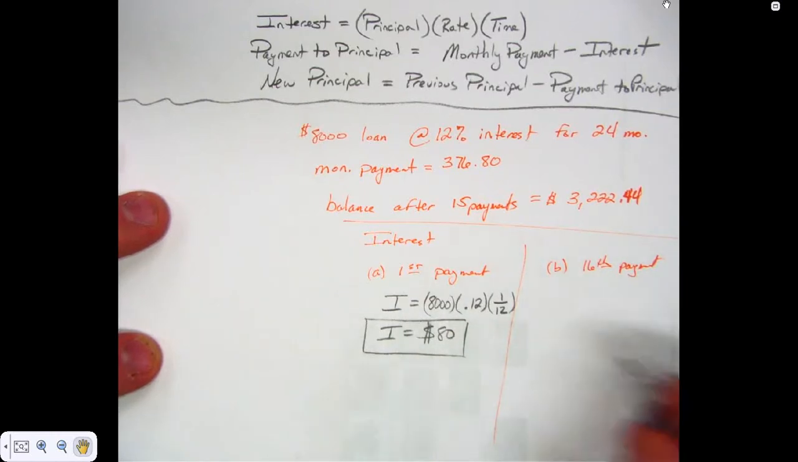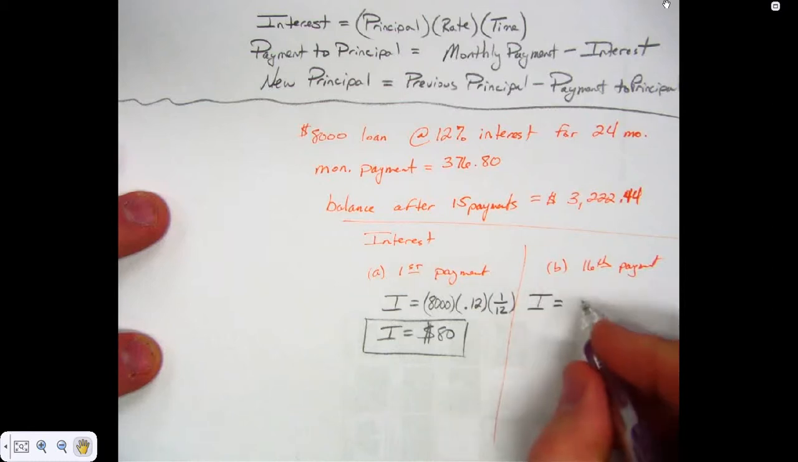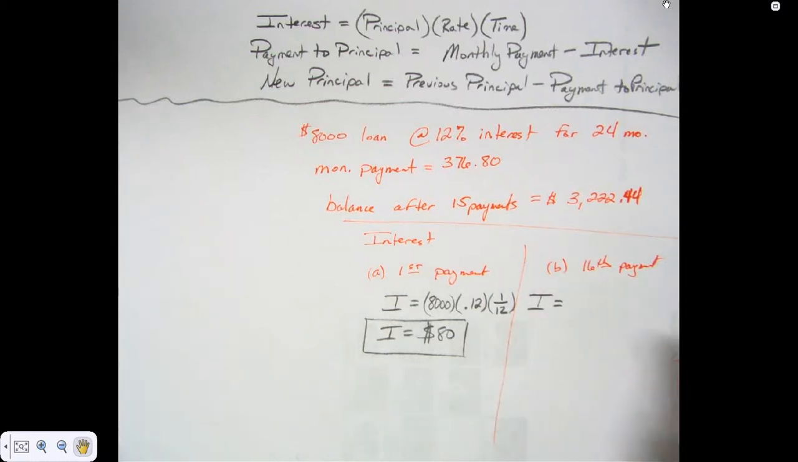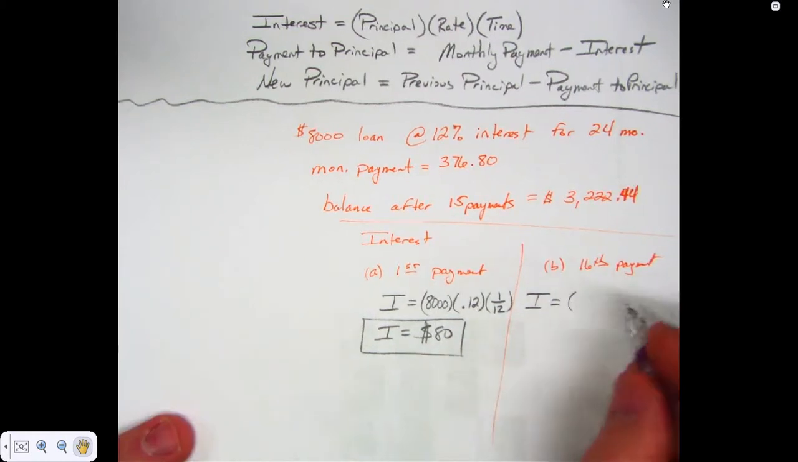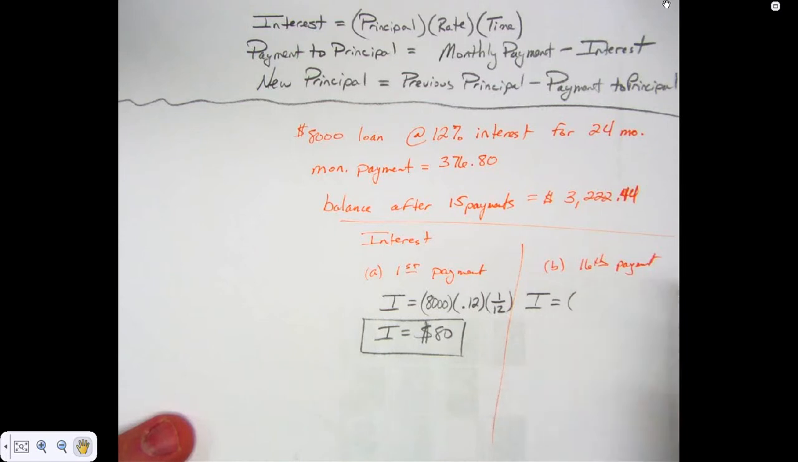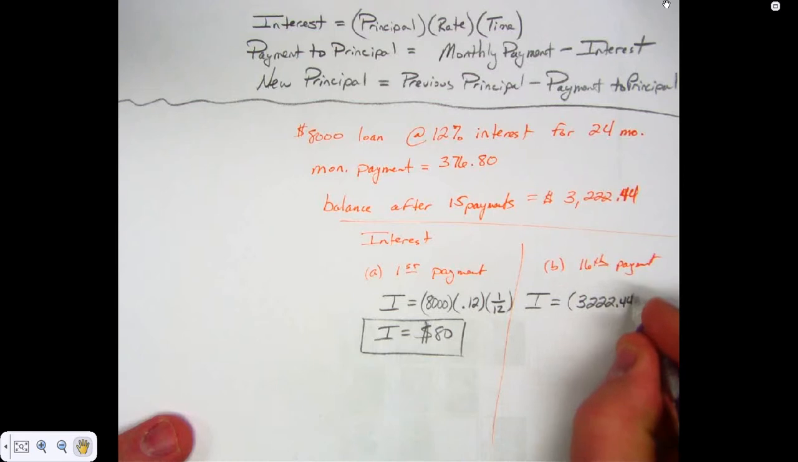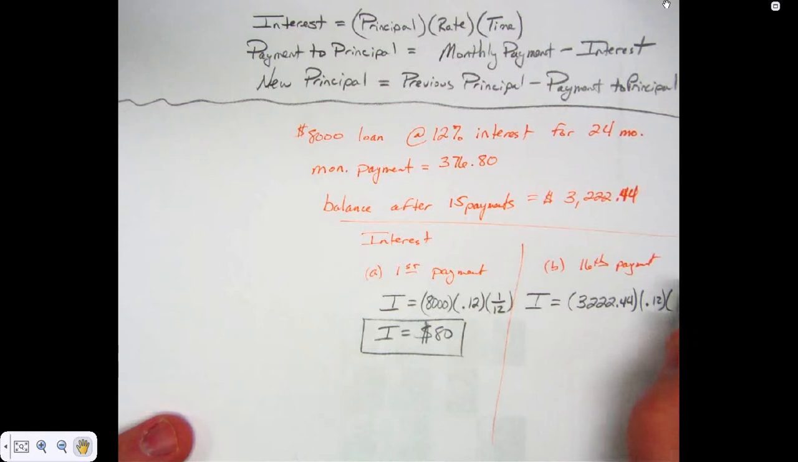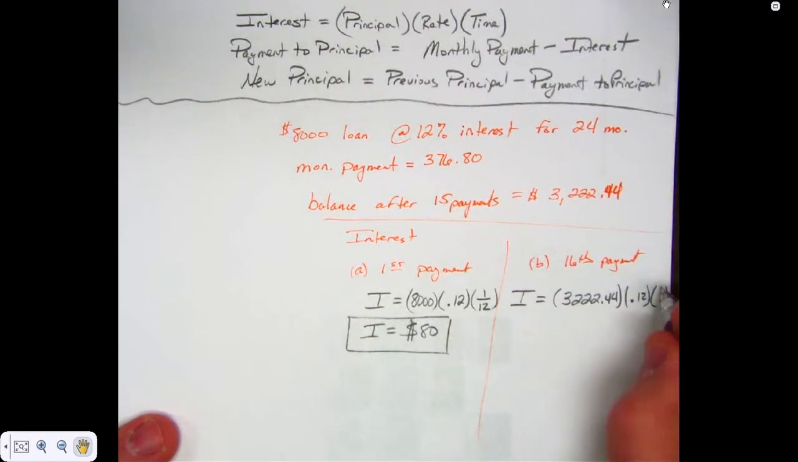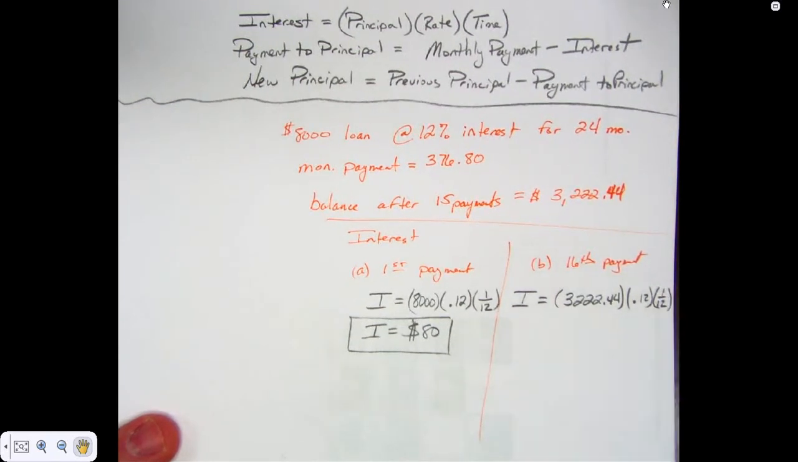Now the 16th payment. What's going to change? The principal. What is our principal? Now the principal is basically your balance after the previous payment. So on the 16th payment, it's your balance after the 15th payment. What was that balance that you owed the bank? Anybody? $3,222.44. What is your rate? Still 0.12, right? And that was still a payment for how many months? 1. So your time is 1 over 12, is it not?